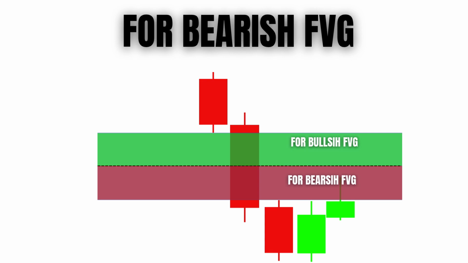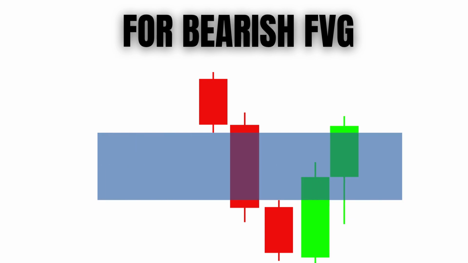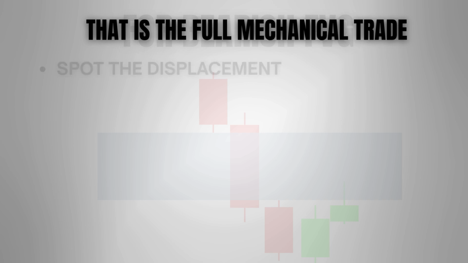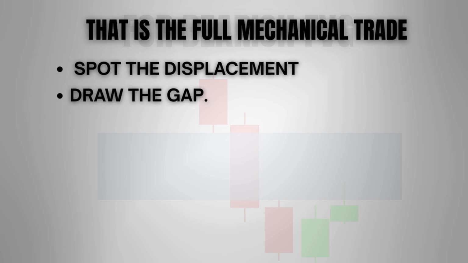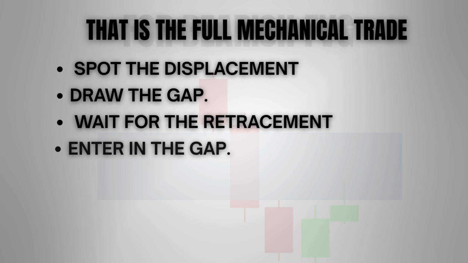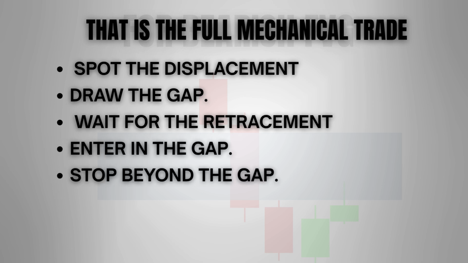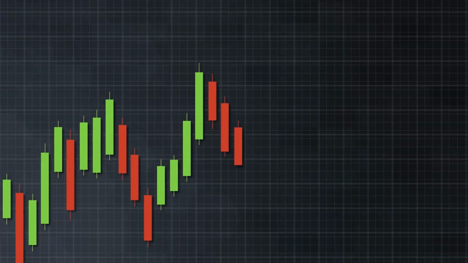The idea is you are entering as close to where the institutional orders are sitting as possible. Stop loss goes beyond the full gap. If price closes completely through the gap in the wrong direction, fully fills and continues, the setup is invalidated. Target is the next liquidity level above or below, depending on direction. That is the full mechanical trade. Spot the displacement, draw the gap, wait for the retracement, enter in the gap, stop beyond the gap, target the next liquidity. Here is something important.